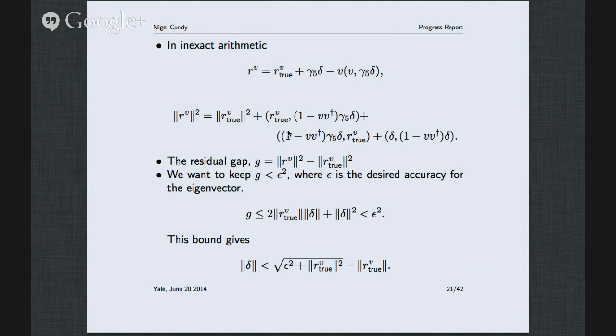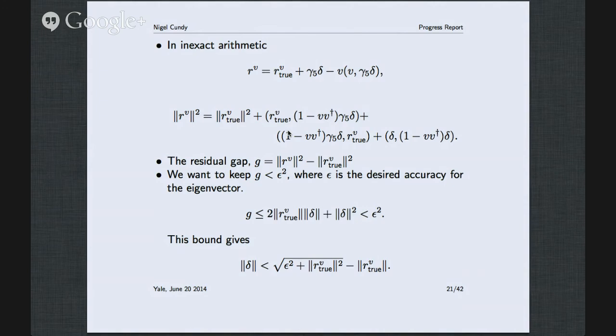So we want to keep this residual gap smaller than epsilon squared. The residual gap is given by this, where epsilon is the desired accuracy of the eigenvector. So that means that we need to keep this G smaller than this, which needs to be smaller than our tolerance. So from this, we can derive how small we want the norm of this delta to be. And what you find is that this does not relax anything like as much as the inversion did.